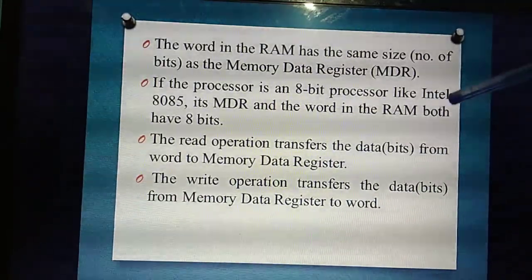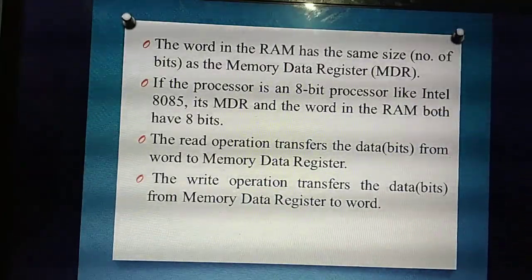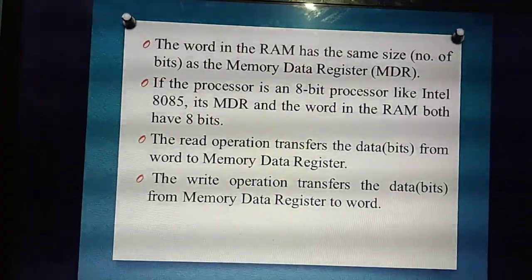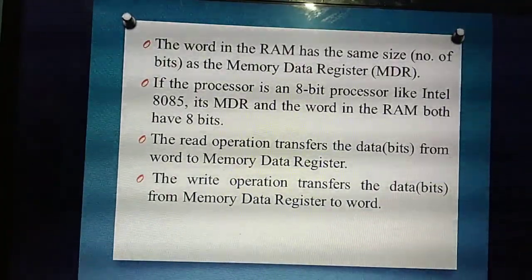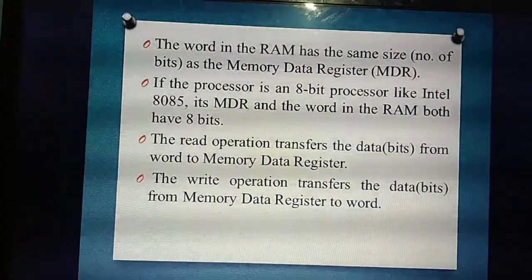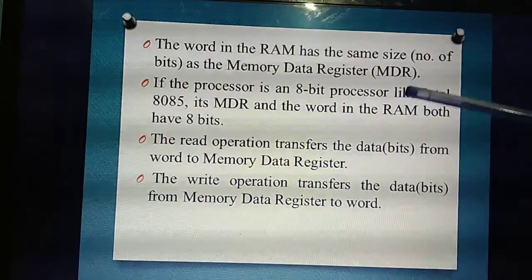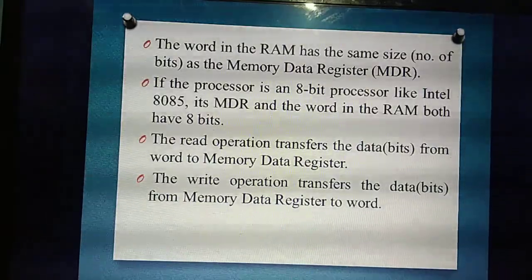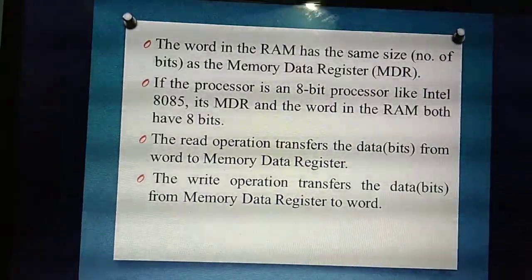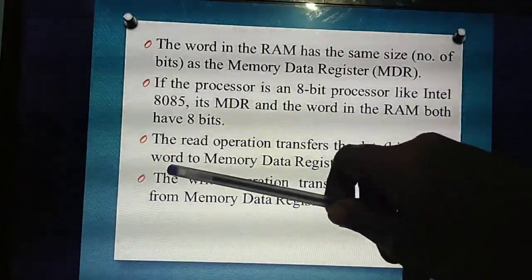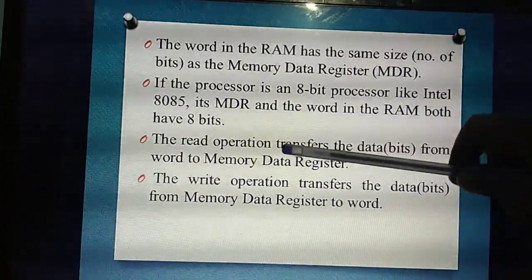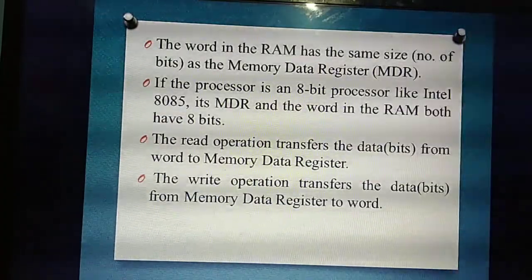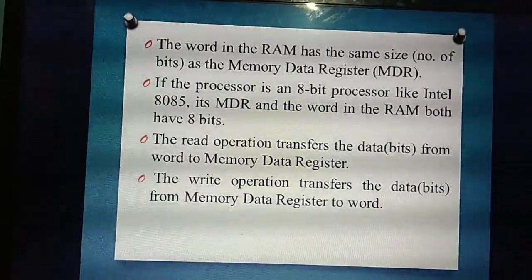Listen. The read operation transfers the data, or bits, from the word to the memory data register. So the read operation transfers the information from where to where? Word to memory data register. But the write operation is just the reverse of that. Read operation copies or transfers from word to MDR, but the write operation transfers the data from where to where? MDR to word. Just the opposite of that.